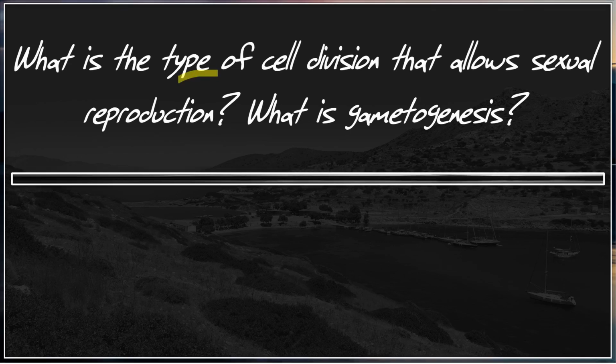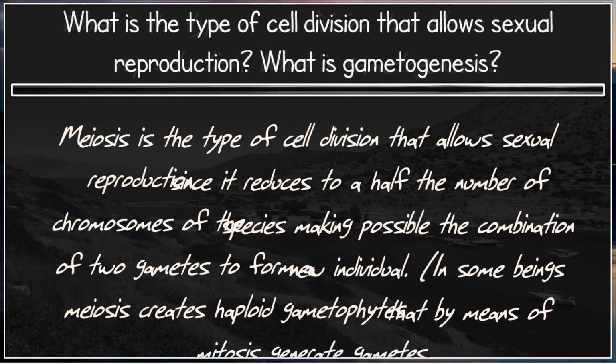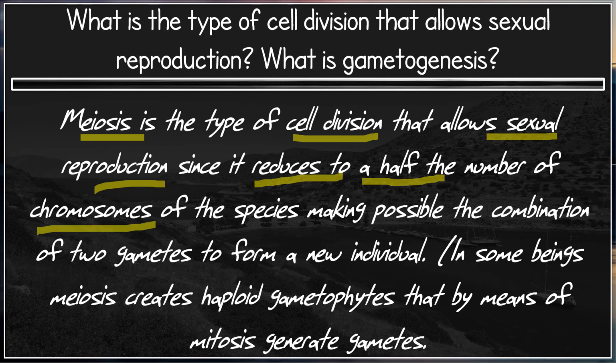What is the type of cell division that allows sexual reproduction? What is gametogenesis? Meiosis is the type of cell division that allows sexual reproduction, since it reduces to half the number of chromosomes of the species, making possible the combination of the two gametes to form a new individual.